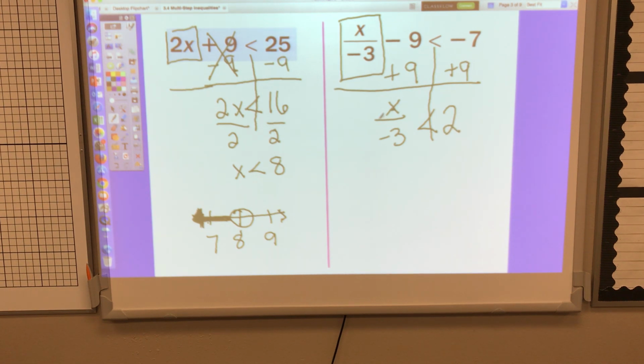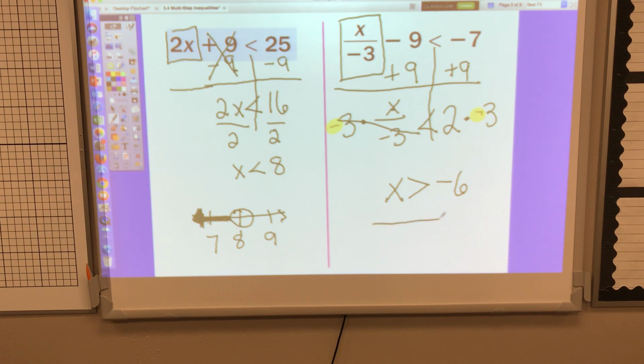Now in order to get x by itself, I need to multiply both sides by negative 3. Since what I'm multiplying both sides by is negative, we need to remember to change my sign. So these 3's cancel, and I have x. Again, the sign changes from less than to greater than, and I get x is greater than negative 6.